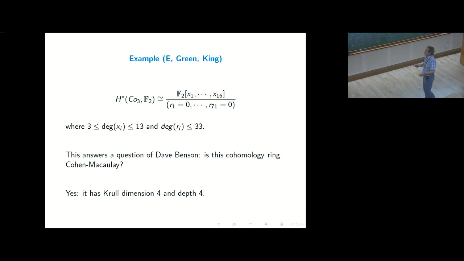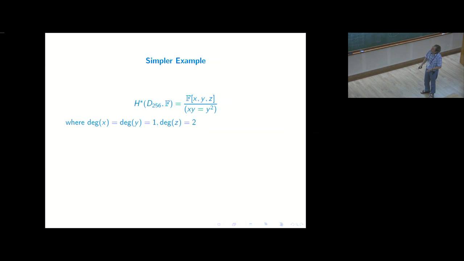So what does Cohen-Macaulay mean? It means that the Krull dimension has to be equal to the depth, whatever the depth means, and they're both equal to 4. I won't get bogged down in the definitions, but you can ask questions. But I have a simpler example.